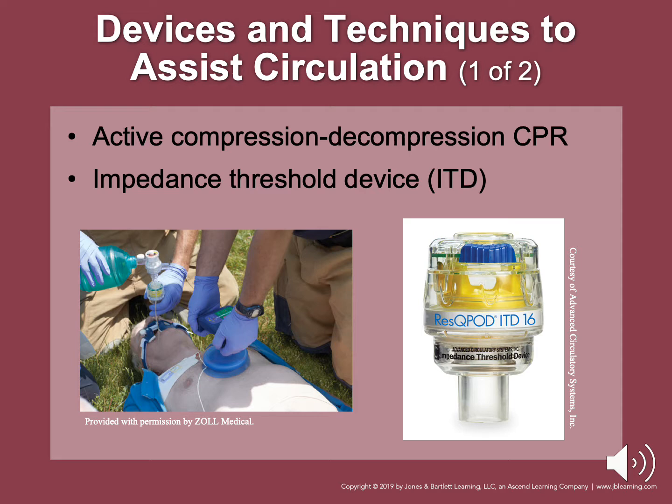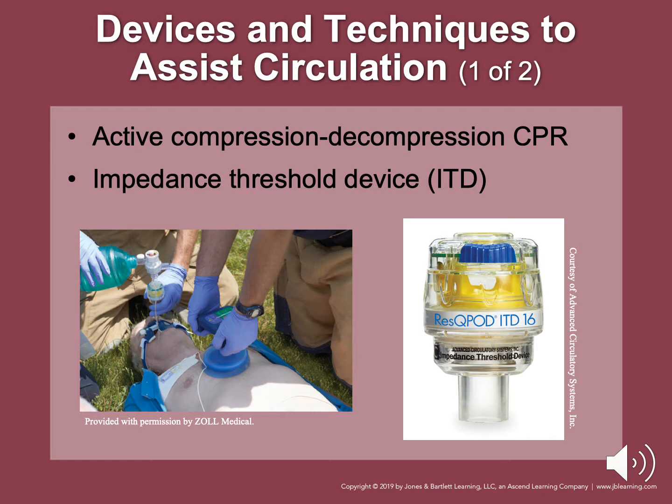An ITD valve device placed between the ET tube and the bag-valve mask limits the air entering the lungs during the recoil phase between chest compressions. It helps improve circulation during CPR and increases survival in cardiac arrest patients.